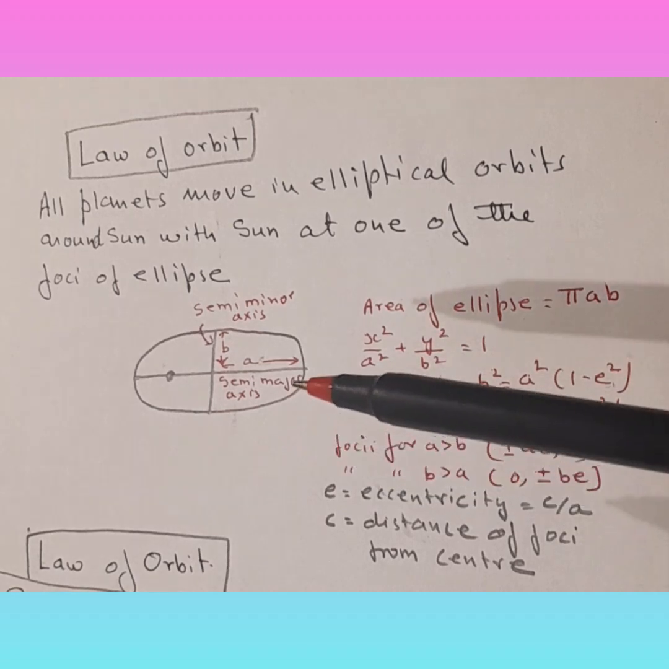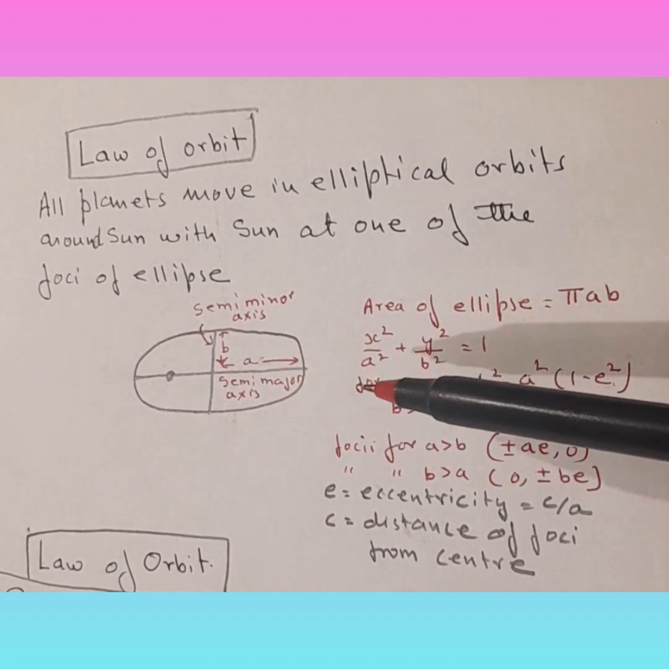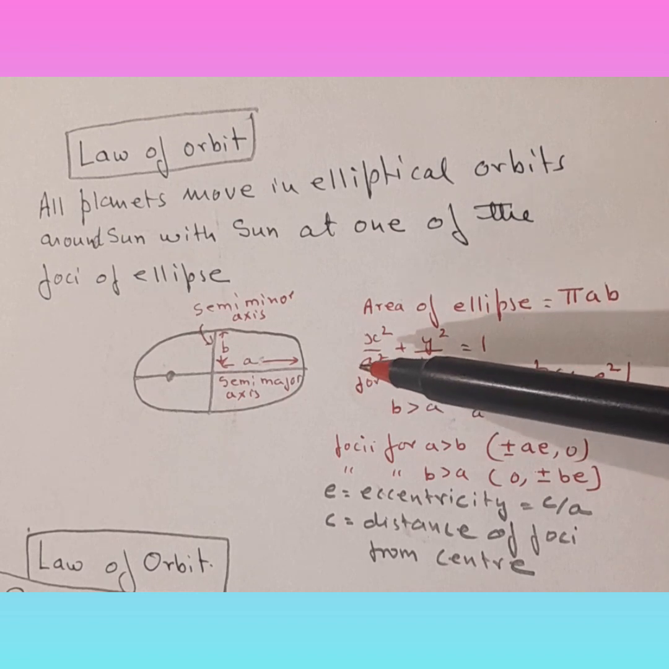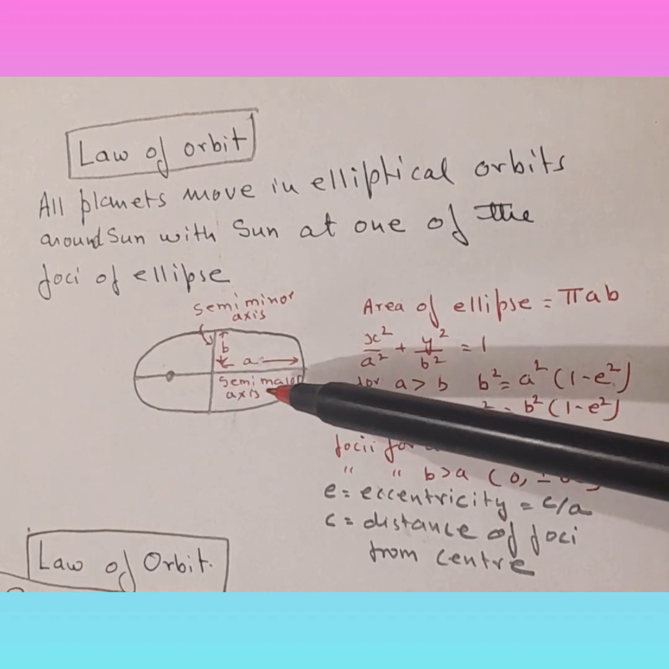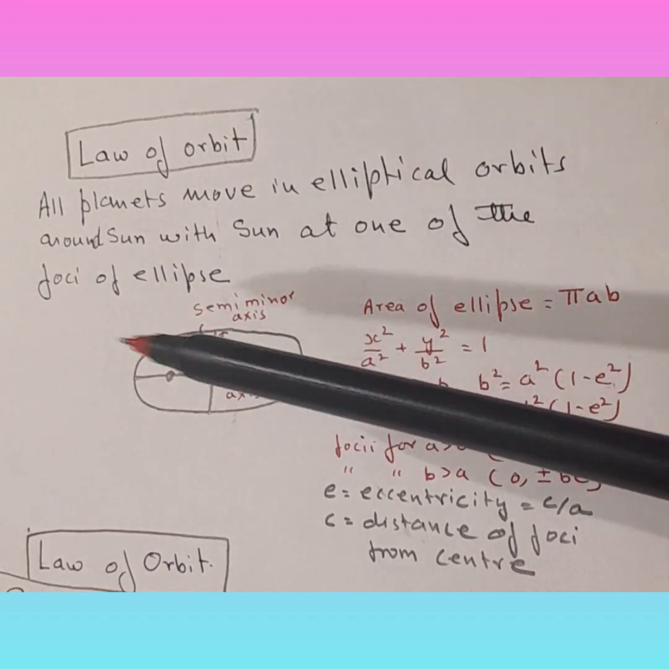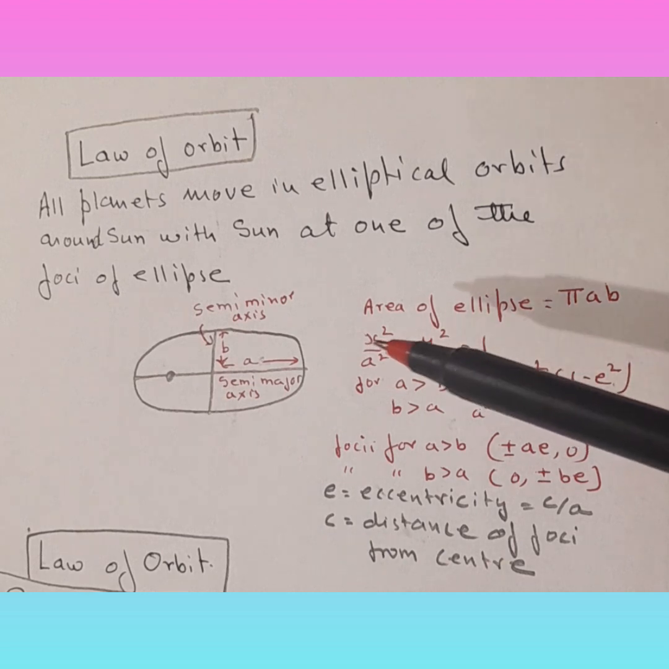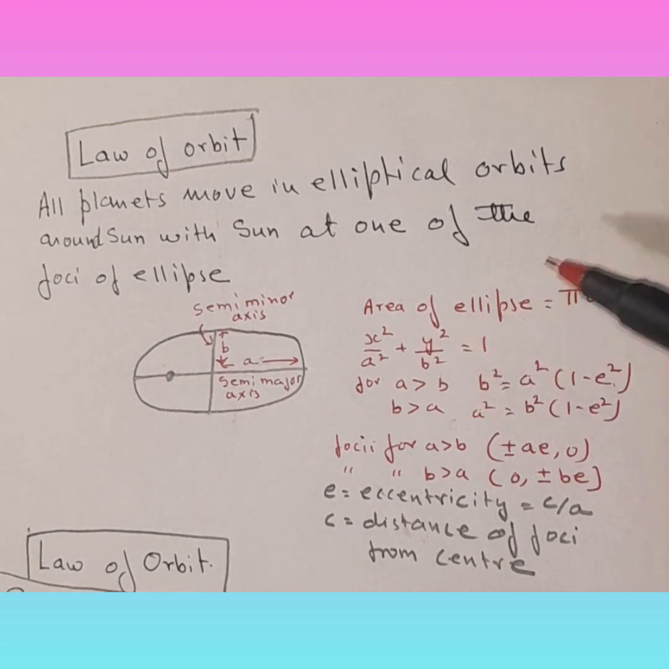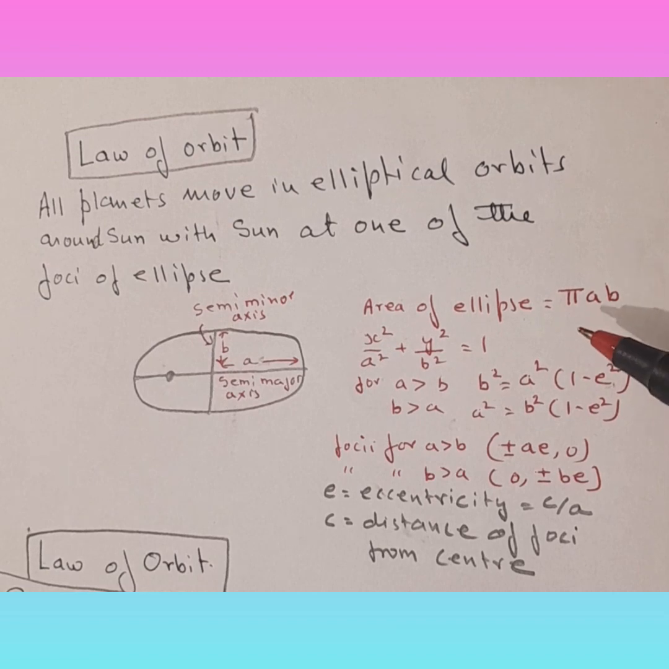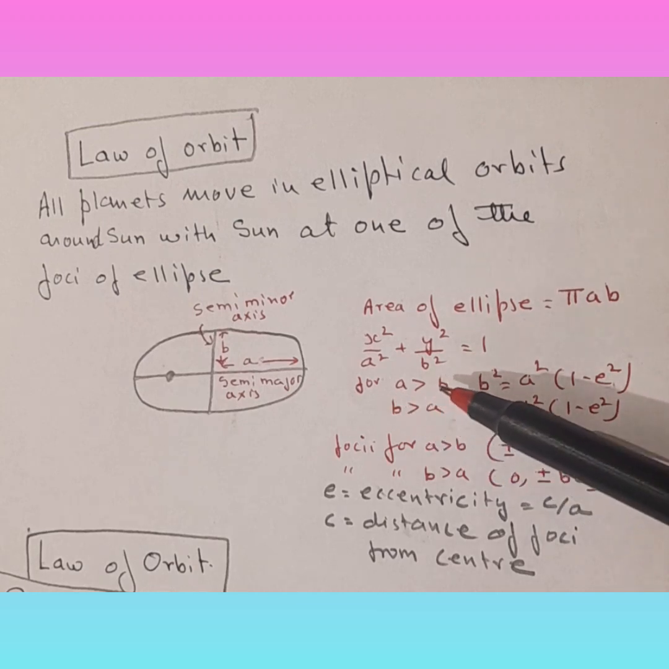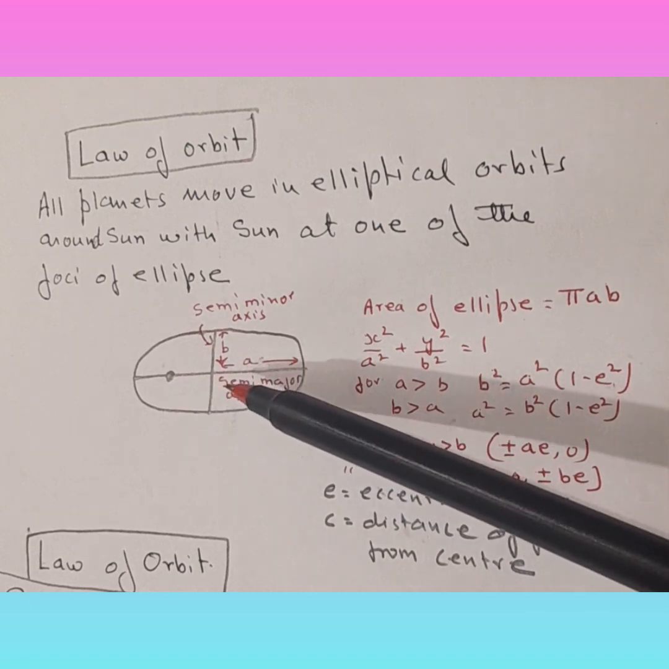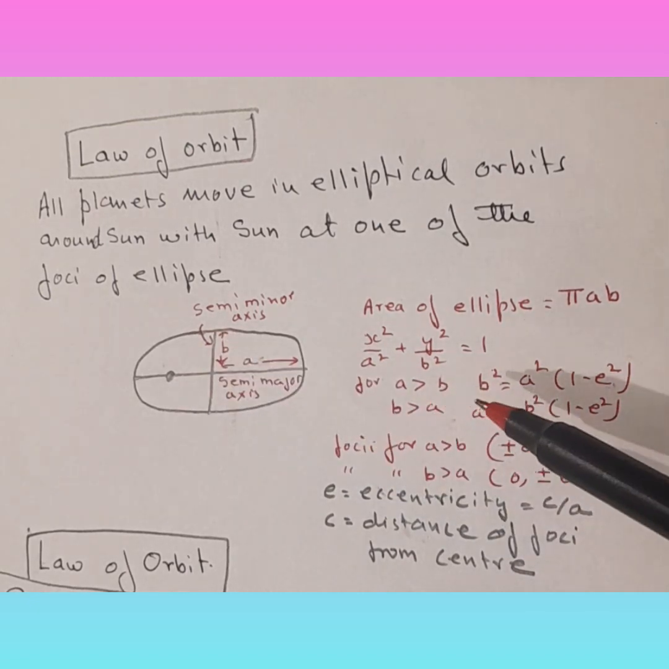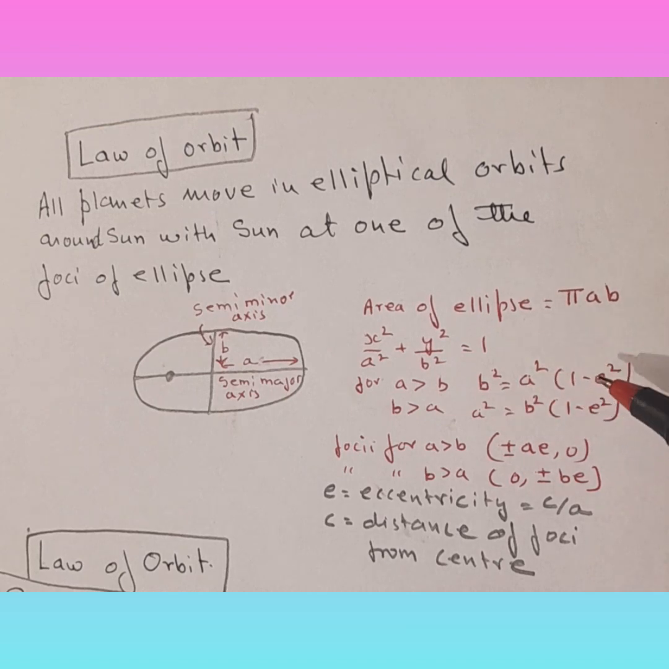So I just try to put in some mathematical aspects like the equation of ellipse is x square over a square plus y square over b square is equal to 1, where we are aware that a is semi-major axis and b is semi-minor axis and x and y are the variables. Then area of ellipse is equal to pi AB. Again, A and B have the same significance. Now for A greater than B, as it is here, since the ellipse is lying on x-axis, the formula is B square is equal to A square into 1 minus E square.